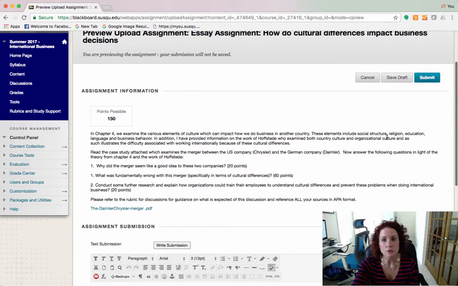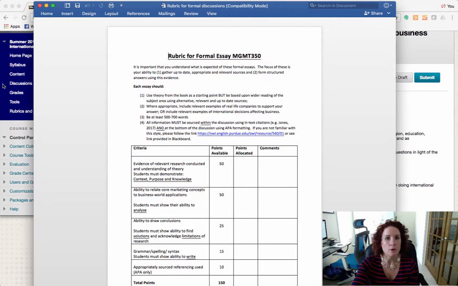So all the instructions are right here, all the questions. If there's a case study associated with it, here's the case study. You just click on the PDF file, it will download for you, etc. So let's have a look at what I'm looking for. As I said, it's very important that you understand what is expected of you, because this is worth so many points.